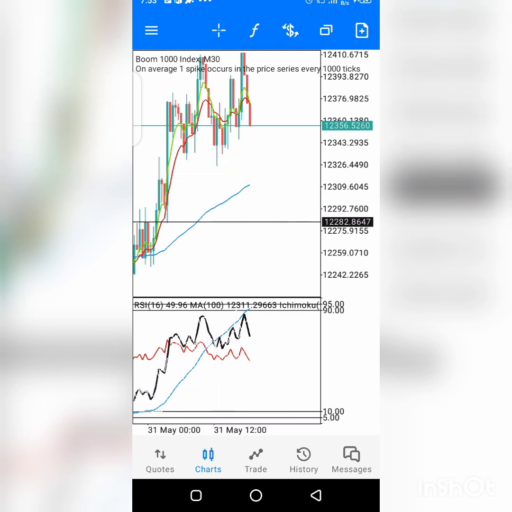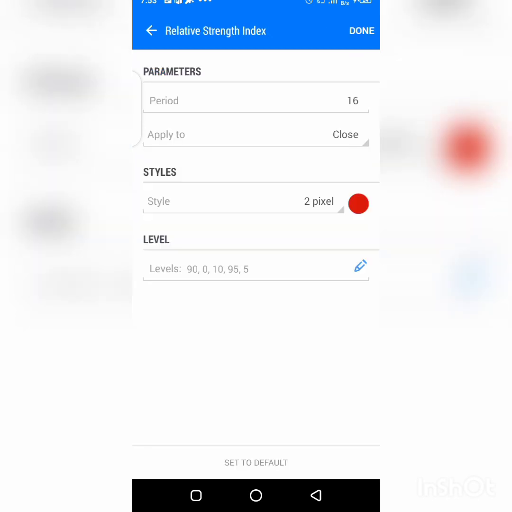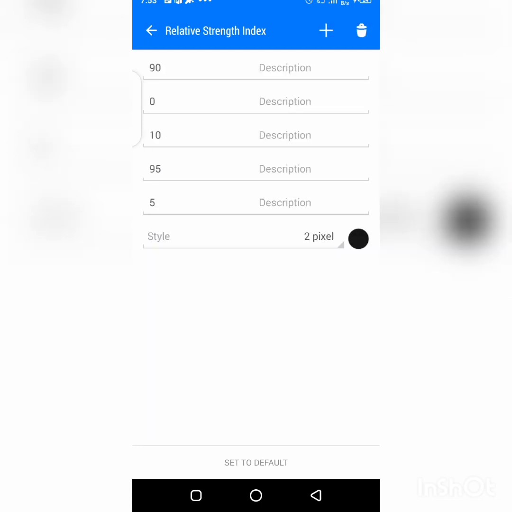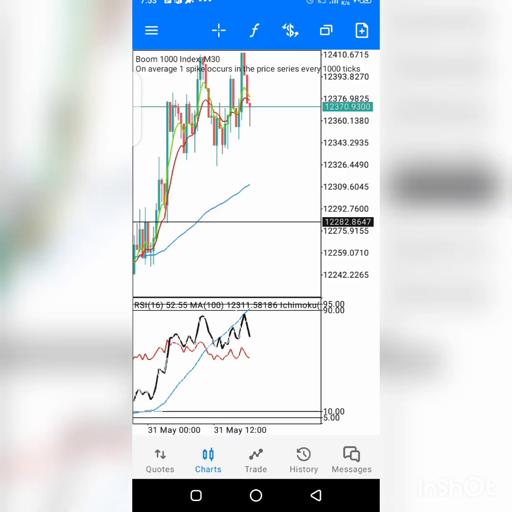Okay, so after that, you go back again under indicator window 1. We have the RSI. We have RSI 16. Period is 16. Apply to close. These are the levels here: we have 90, we have 10, we have 95, we have 5. Okay, you go back and click on done. Then you go back again.